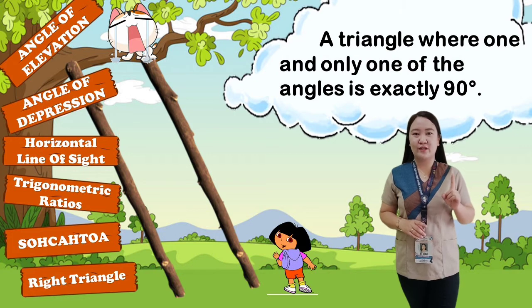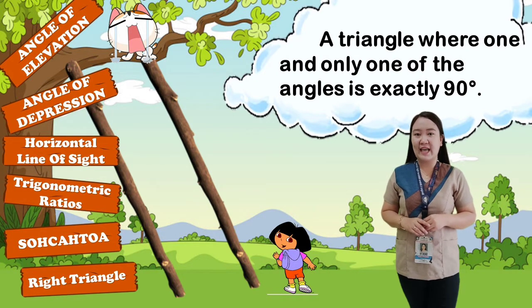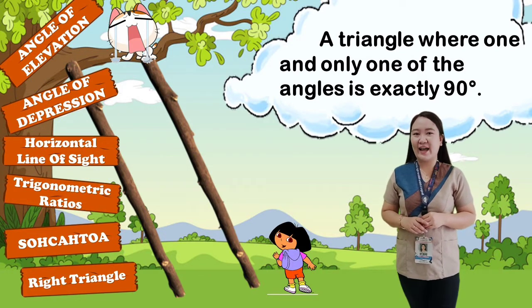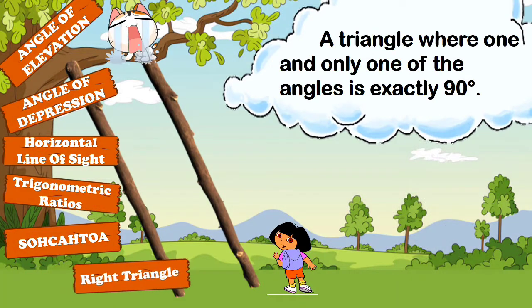First question. What is a triangle where one and only one of its angles is exactly 90 degrees? Do you have any idea? Correct! It is a right triangle. Jump! Jump!